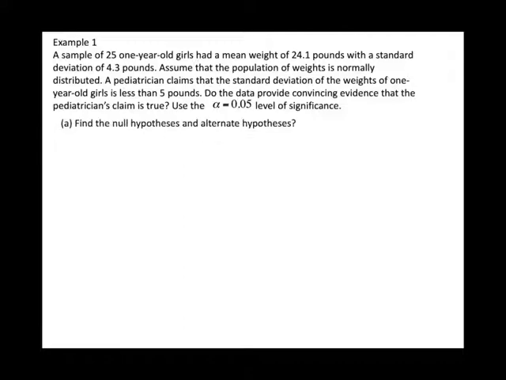Step 1, find the null and alternate hypotheses. Remember when you work on the null and alternate hypotheses, you only need to look at the claim statement. This is my claim statement: the standard deviation of the weight of one-year-old girls is less than 5 pounds. We know that we are working on standard deviation, so the null hypothesis is standard deviation equal to 5 pounds. The alternate hypothesis says less than, so it's standard deviation less than 5 pounds.